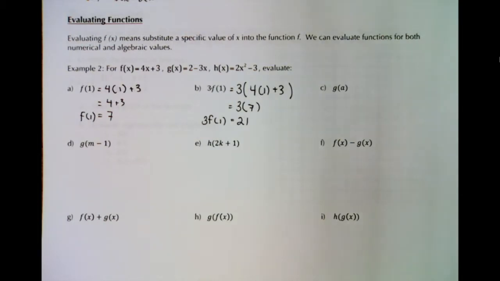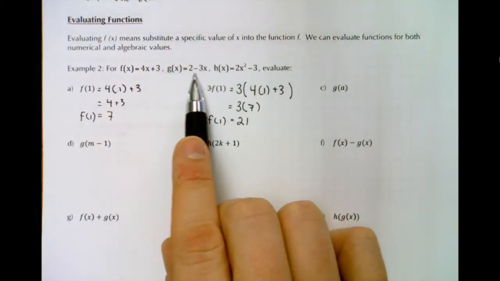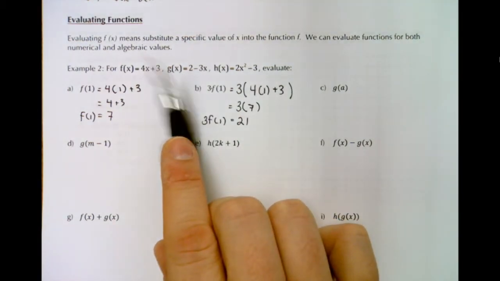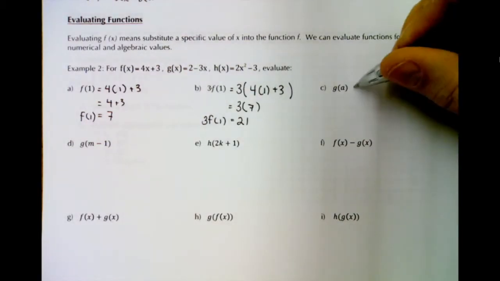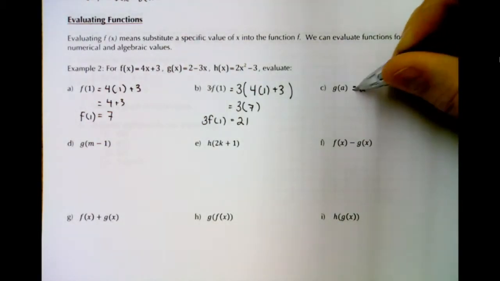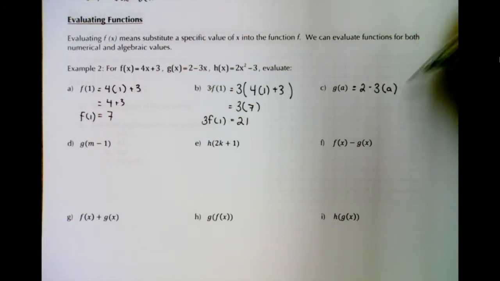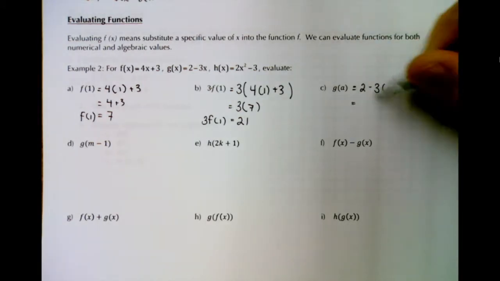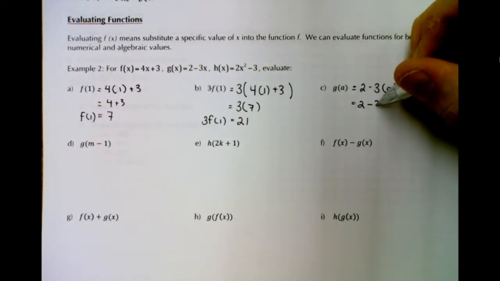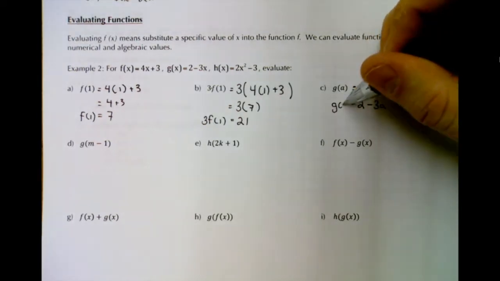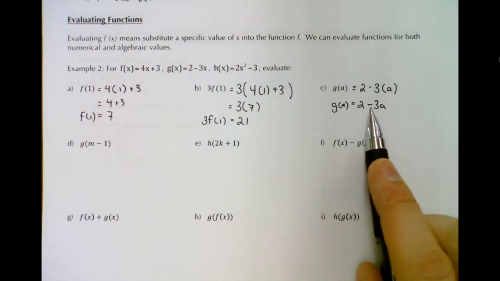What if we're substituting a letter? Well, let's try that one. G at a. So this means take function g, and instead of x, replace it with a. So let's do that. Function g is 2 minus 3 times x, but instead of x, we're going to replace a. And now let's simplify, get rid of those brackets. We got 2 minus 3a. So g at a is just 2 minus 3a.